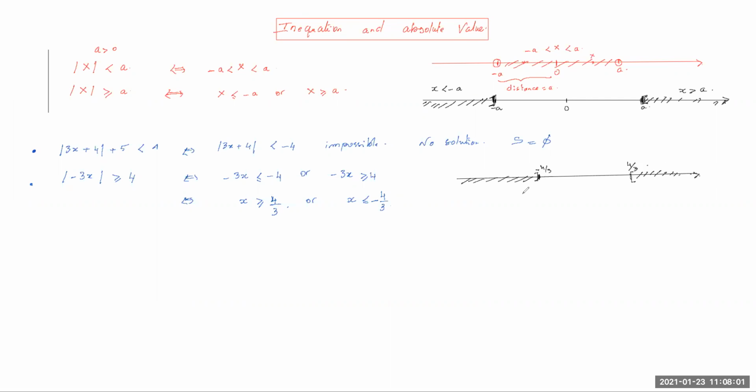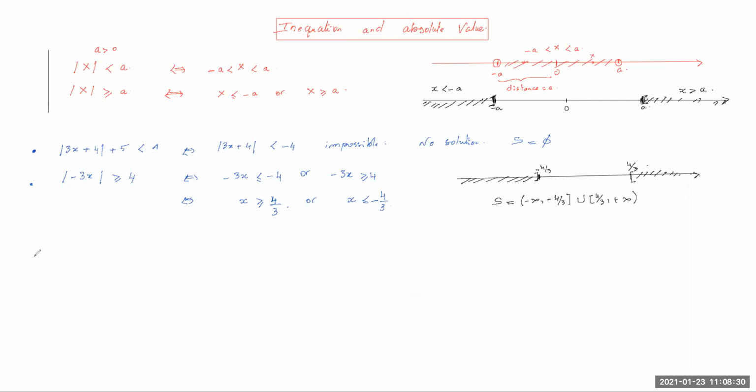Okay, and then you can write your set of solutions using interval notation as the interval from minus infinity to minus 4 over 3, union, since we are dealing with sets, the interval from 4 over 3 to plus infinity, open at minus infinity and infinity. So this is how we deal with inequalities like that.